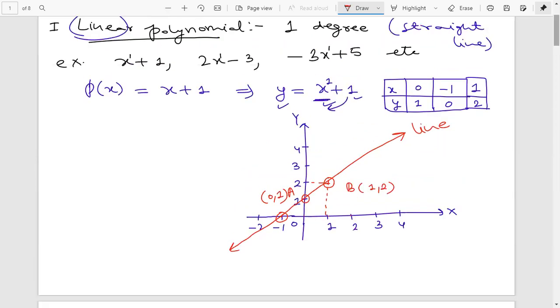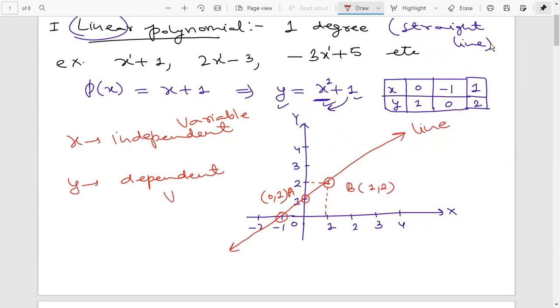And how can we plot the graph? By taking the values of x and y. X is called the independent variable, because we can take any values of x. Based on that value, y will be found out. So y will be the dependent variable, because it is depending on the value of x. And because the power of x is 1, nothing is given, that is by default 1.